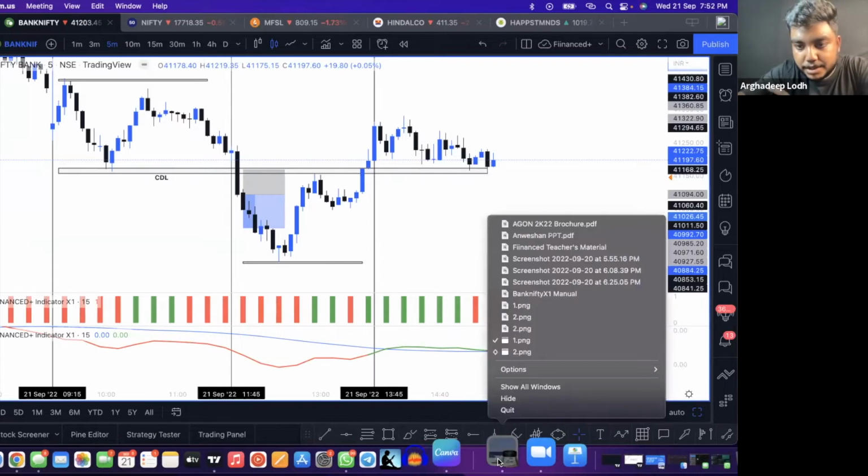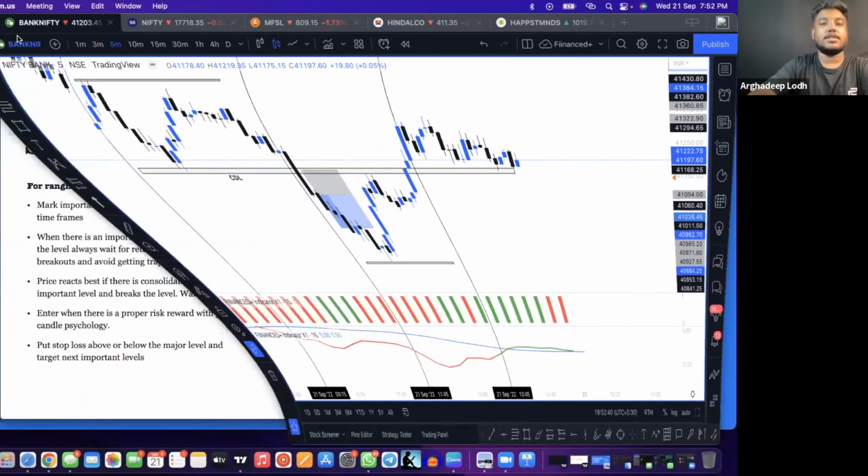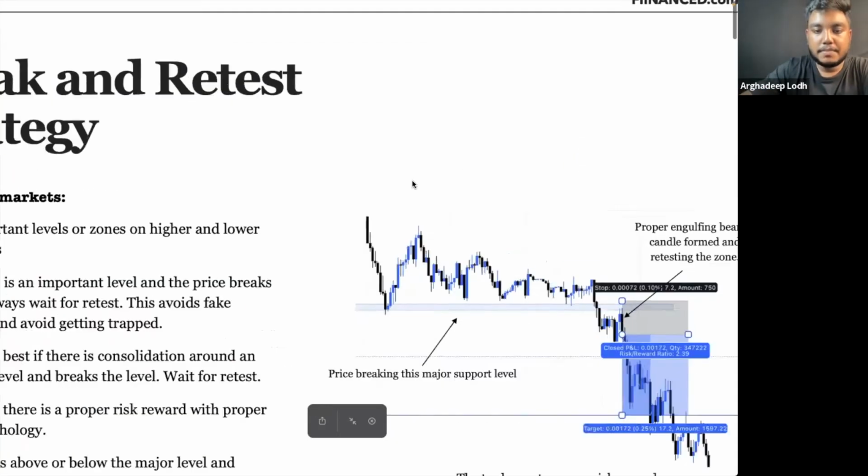There are so many tabs open. Just give me a minute. Yes, here it is. So let's look at some examples.